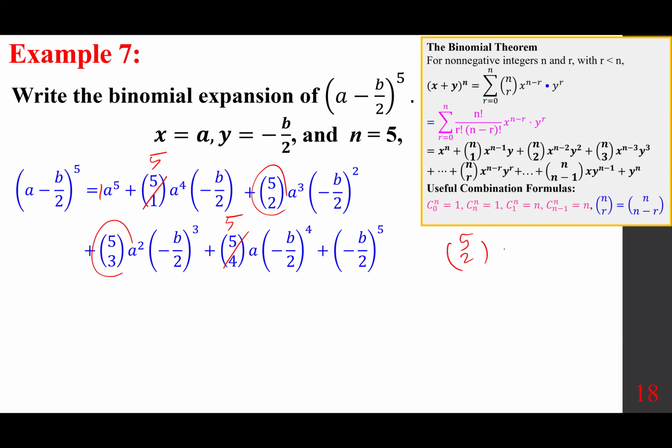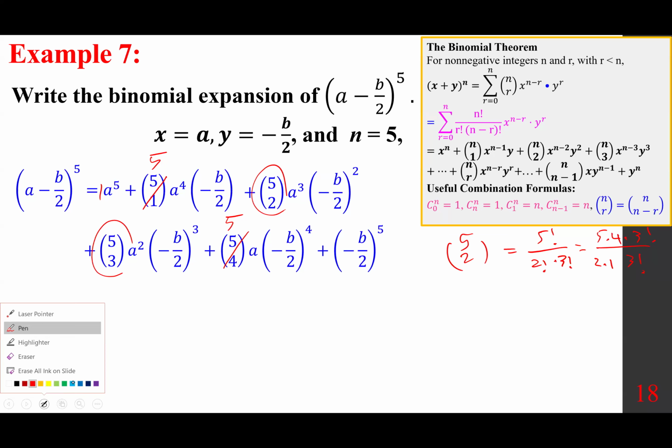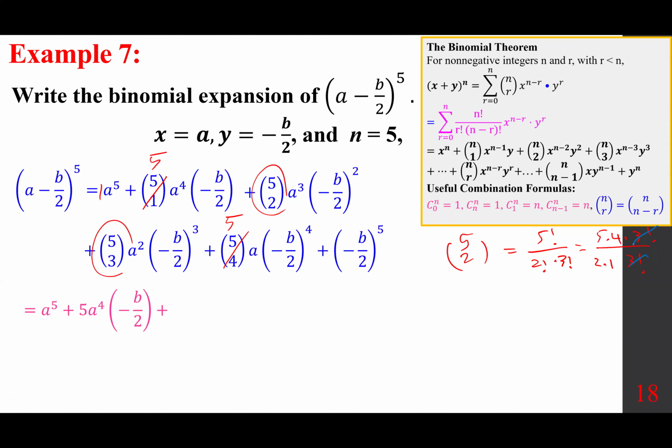5, 2 is 5 factorial over 2 factorial times 3 factorial. So I hope you see that if you put 5, 3, it's 5 factorial over 3 factorial times 2 factorial. So the bottom, I'm going to keep the 3 factorial, and 2 factorial is 2 times 1. And the top is 5, 4, 3 factorials. And we can drop those. 5 times 4, 20 divided by 2 is 10. So this is the 10 I was talking about.